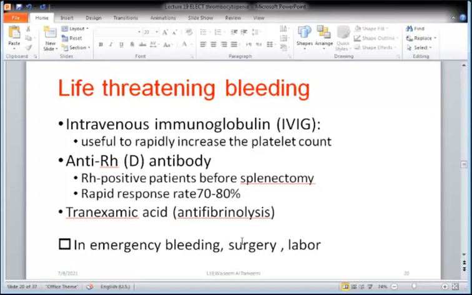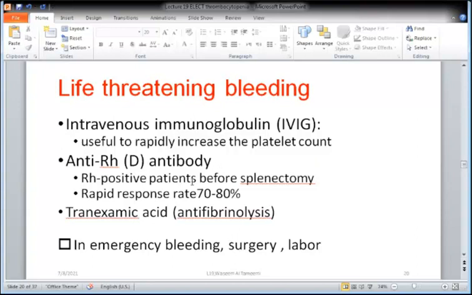In life-threatening bleeding, a patient who has surgery, a patient who has labor, a patient who develops visceral bleeding or intracranial bleeding. Is there any modality to get a very rapid response? Yes. Very rapid response can be achieved within few days by using intravenous immunoglobulin or anti-D antibody.